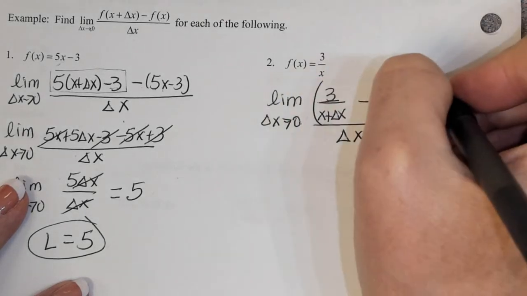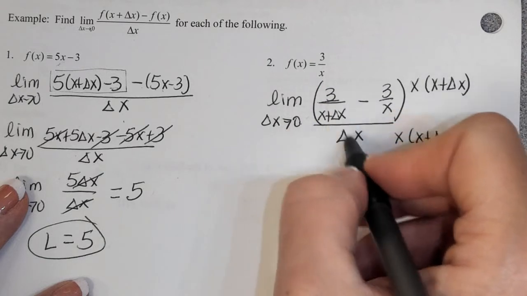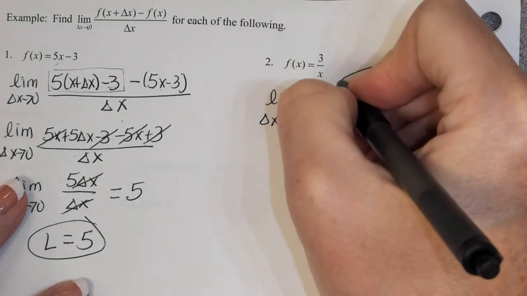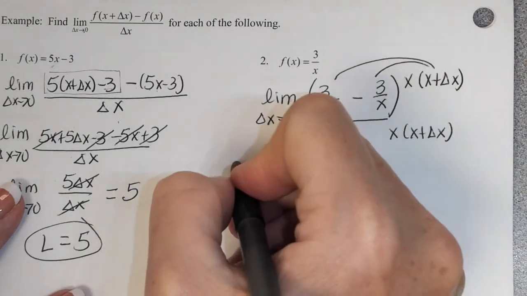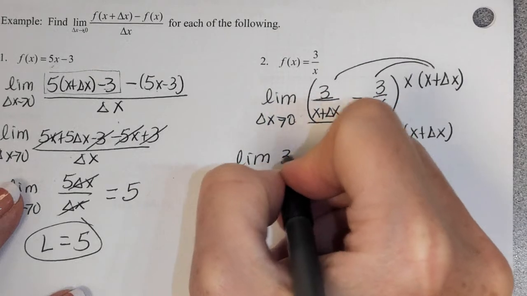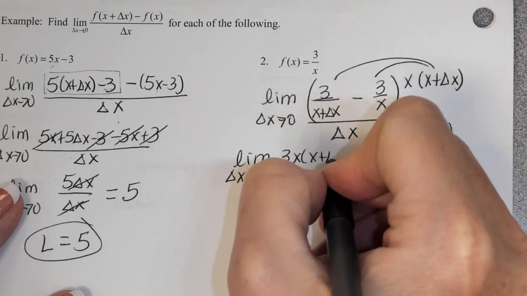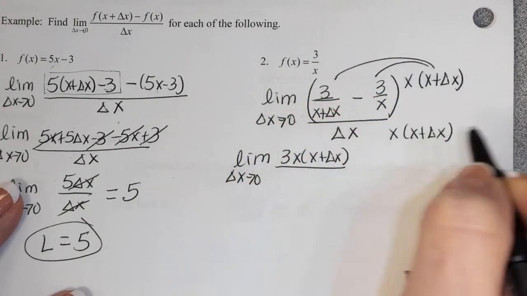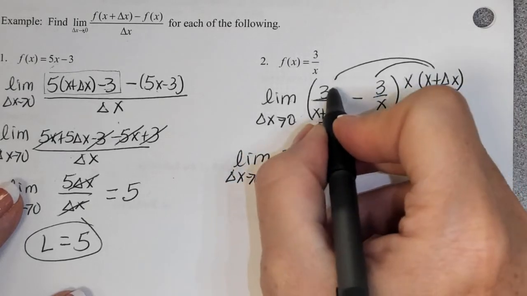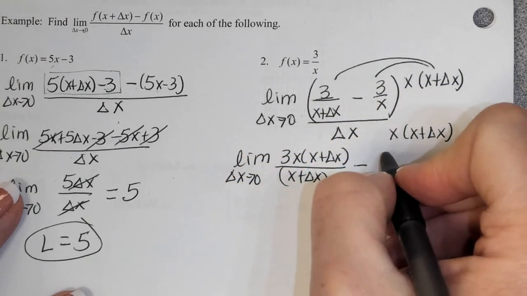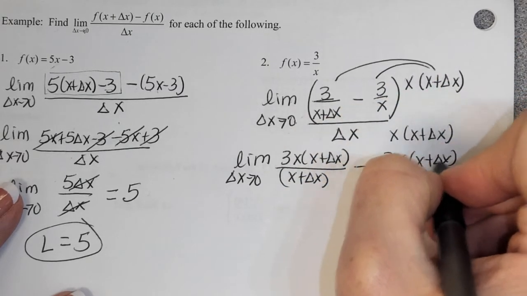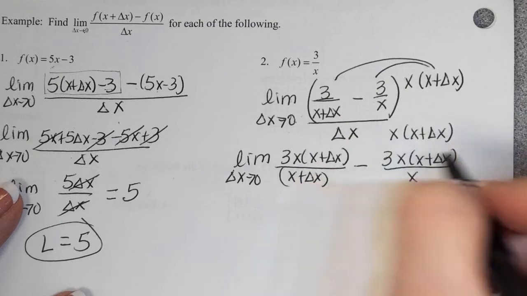So now to simplify this, I can't plug in 0 for delta x right now. I get 0 over 0. That's why I'm doing this more work. I have to distribute this and distribute this. So I have the limit as delta x approaches 0 of 3x times x plus delta x over x plus delta x for this term. For my next one, I have minus 3, and I just multiply over x.